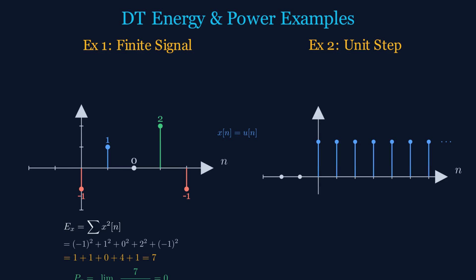Now consider x[n] equals the unit step u[n]. The energy is 1 squared summed infinitely, so Ex equals infinity. For the power, note that u squared of n equals u of n, so we sum M plus 1 ones from n equals 0 to M. This gives the limit of M plus 1 over 2M plus 1, which equals 1/2.